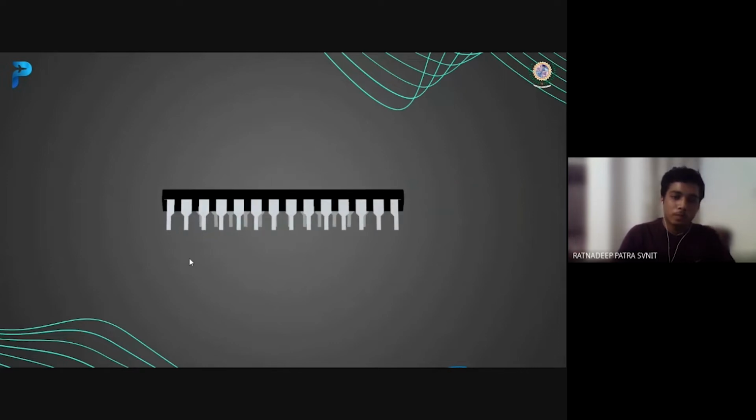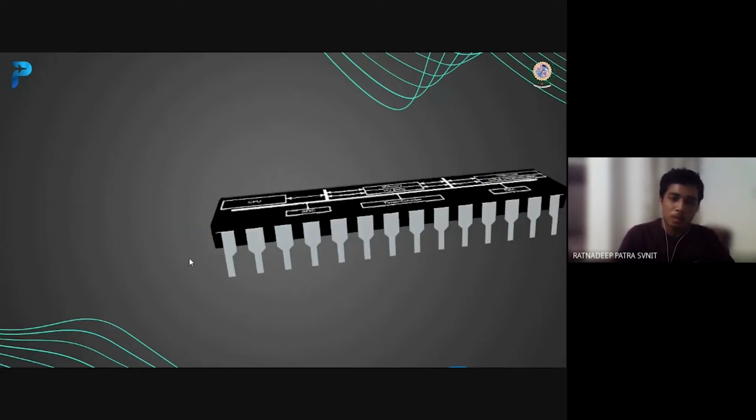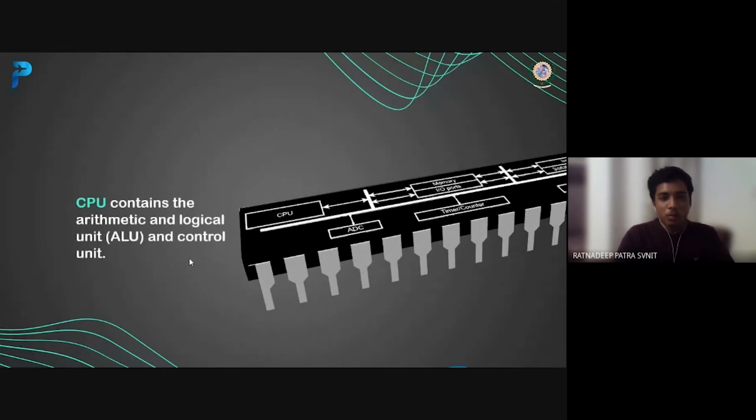So let's look at the different blocks of a microcontroller. The first one is the CPU. The CPU contains two units, the ALU and the control unit. The ALU means arithmetic and logical unit. The arithmetic unit performs arithmetic operations such as addition, subtraction, modulus, and all of these operations are performed on binary numbers. And the logical unit performs logical operations like AND, OR, and so on.